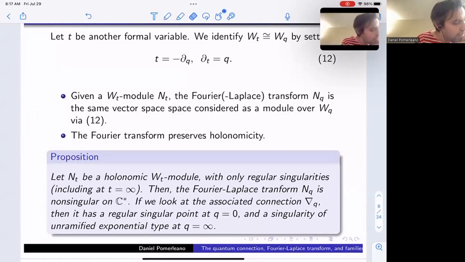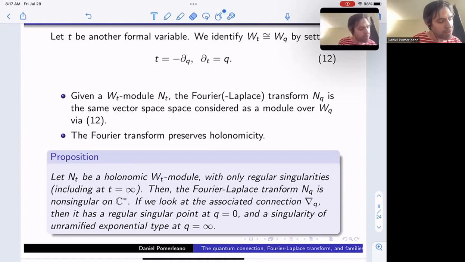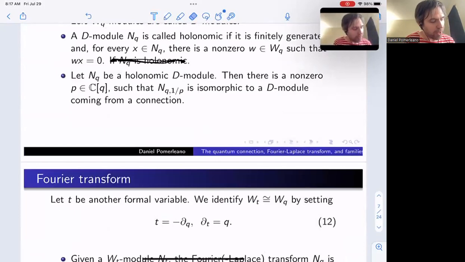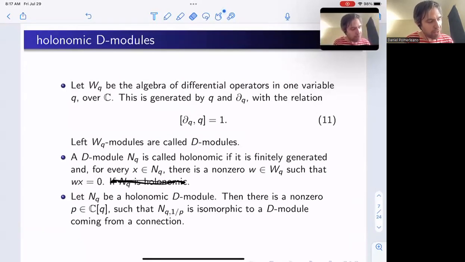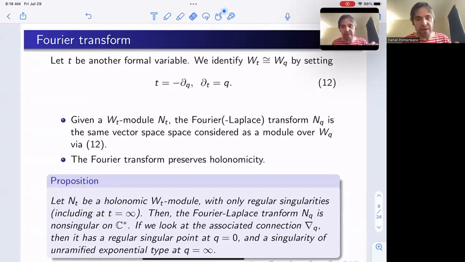Okay, so if you have another formal variable t, there's something called the Fourier transform. So there's something you can do where you basically interchange the role of d/dq and q. If you look at the commutator relation in the ring of differential operators, there's an obvious symmetry where you swap q and d/dq, but because it's a commutator, you have to multiply by -1. Basically you can swap the role of d/dq and q. This is called the Fourier-Laplace transform.